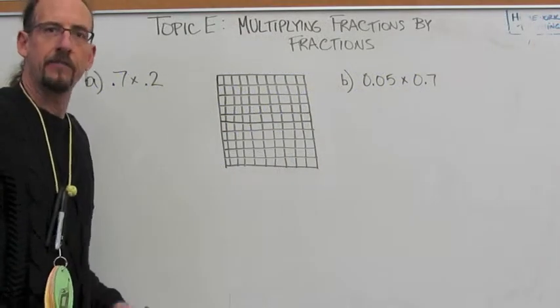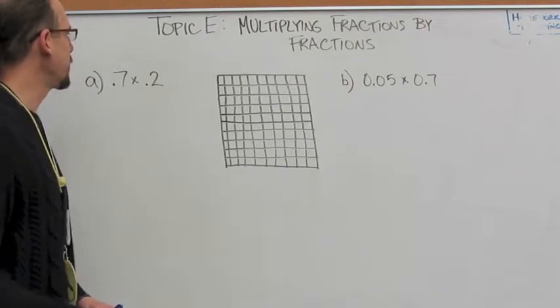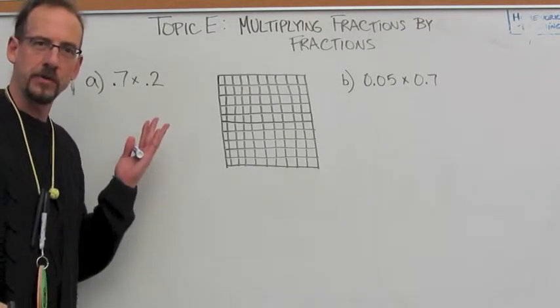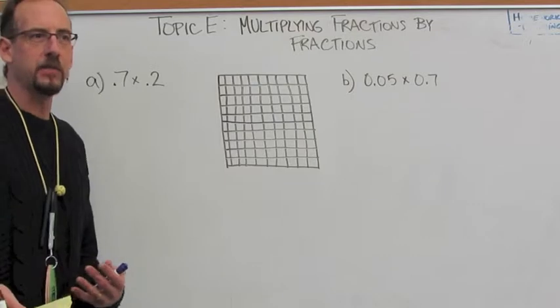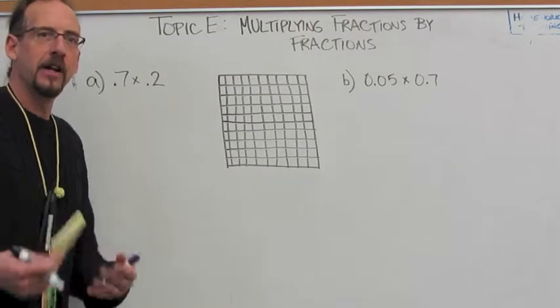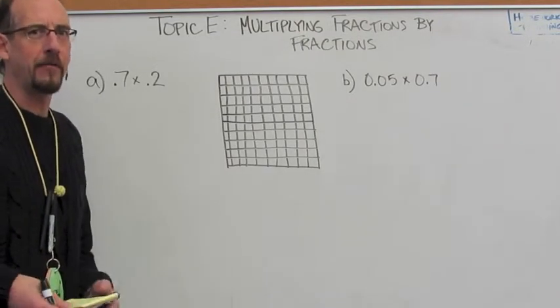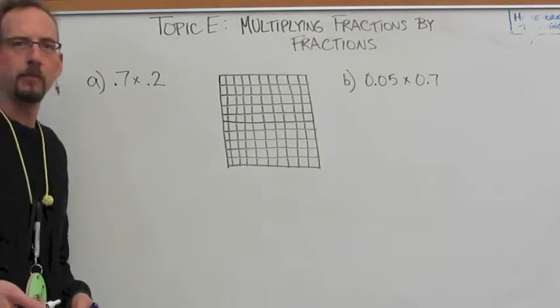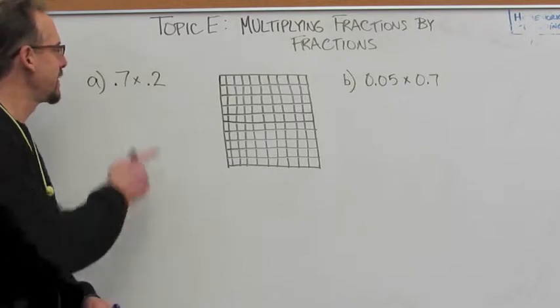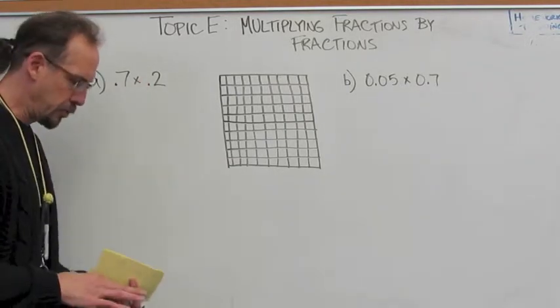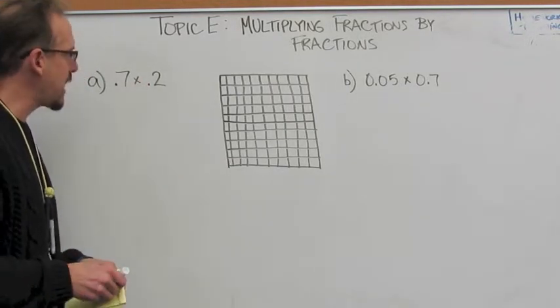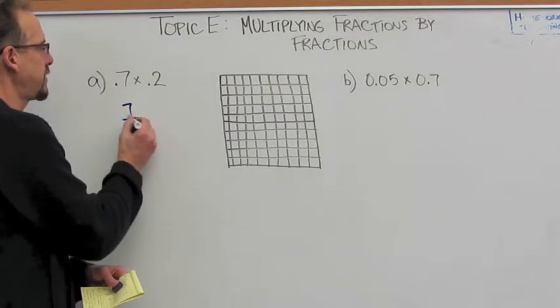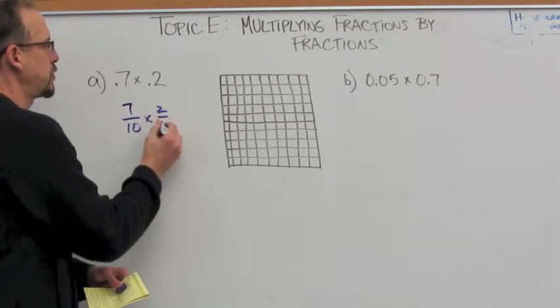Okay, from there, the next thing that we're going to do is multiply decimals. And as we multiply decimals, even though we did that much earlier in the year, now we're going to connect it to what we know about fractions too. So when we look at this, instead of saying 0.7 times 0.2, we're going to say what it really says, 7/10 times 2/10, and we're going to write that out as 7/10 times 2/10.